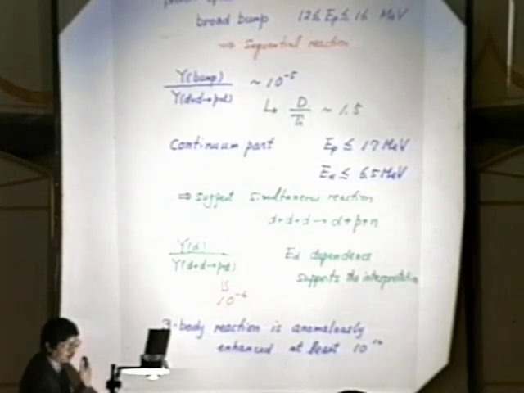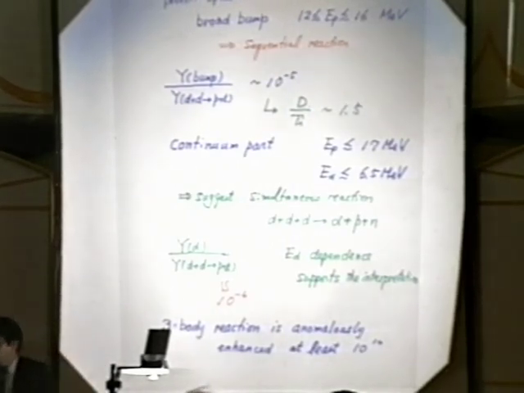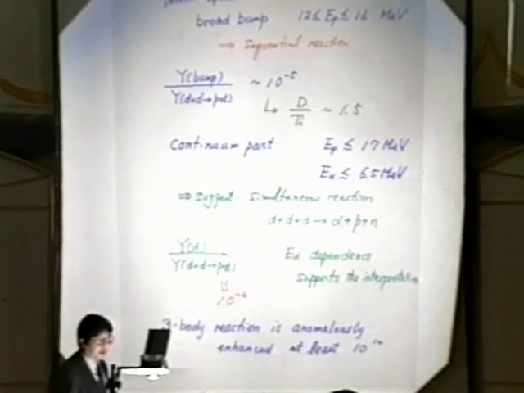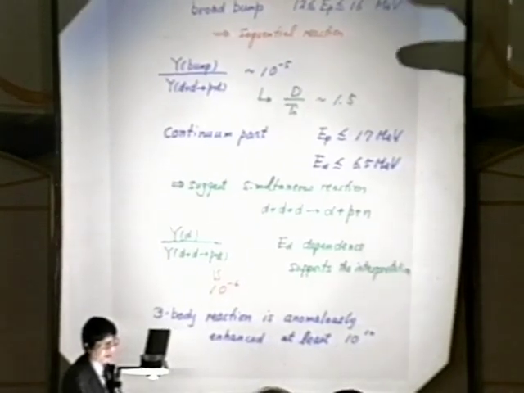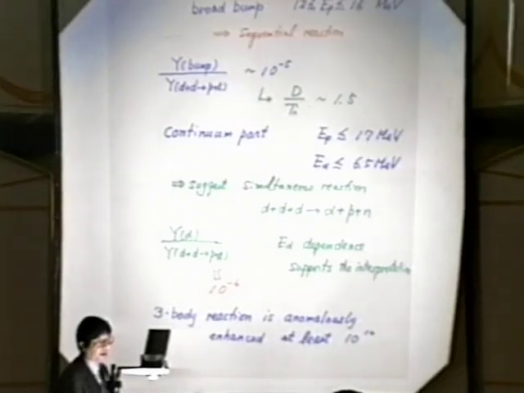For the proton spectra, we observe the broad band between 12 to 16 MeV, and it can be completely interpreted by the sequential reaction process. And the ratio of this yield is something around 10 to the -5. That means the atomic ratio of the neutron to the titanium is something around 1.5.